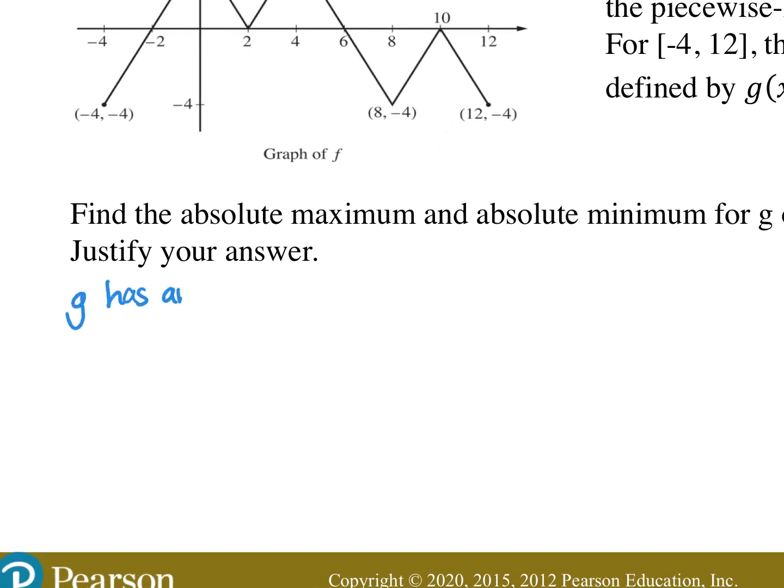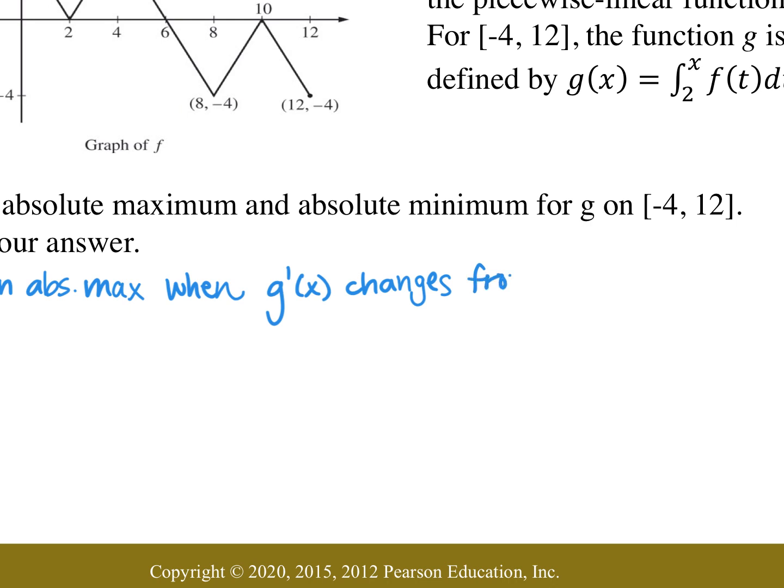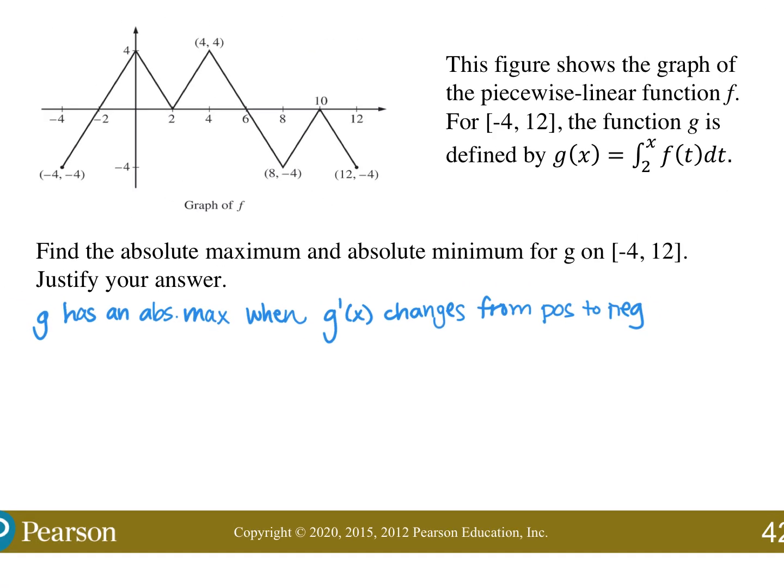G has an absolute max when? Go back to your definitions from first semester. When does anything have an absolute max? Okay, when G prime changes from positive to negative. Okay, that is a true statement.